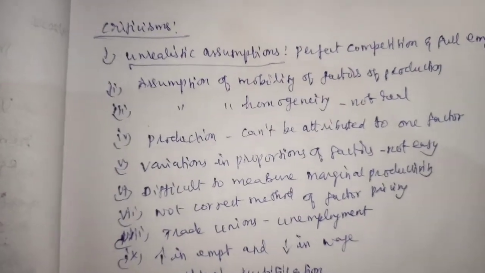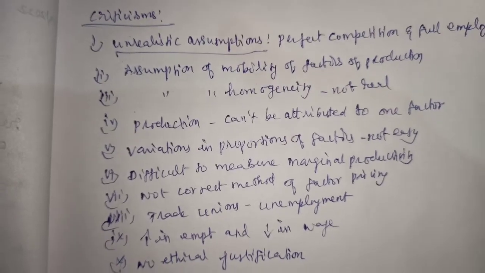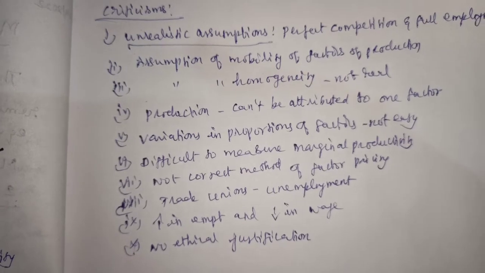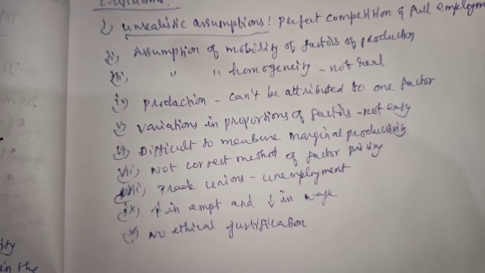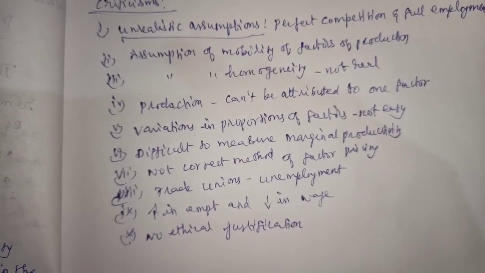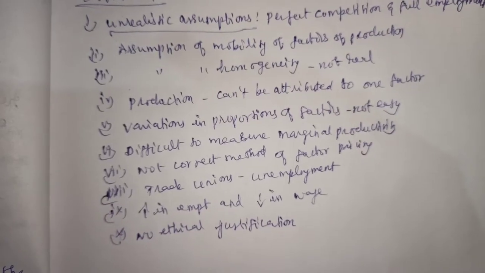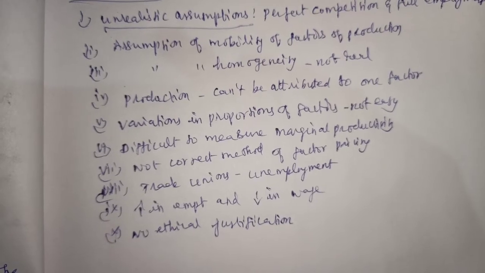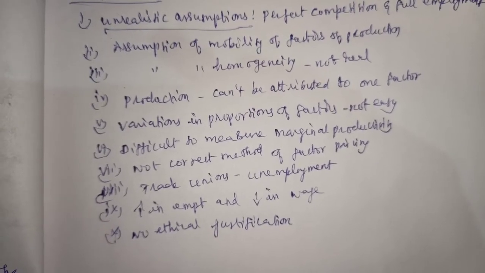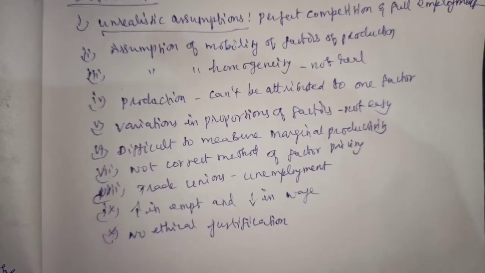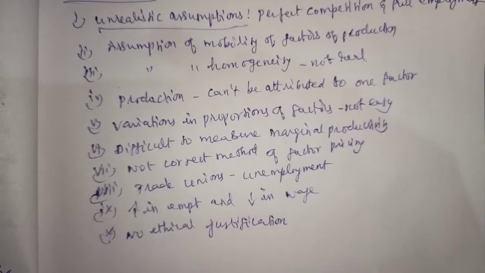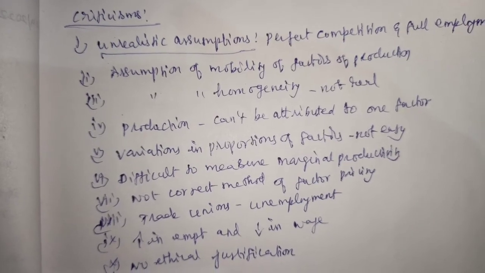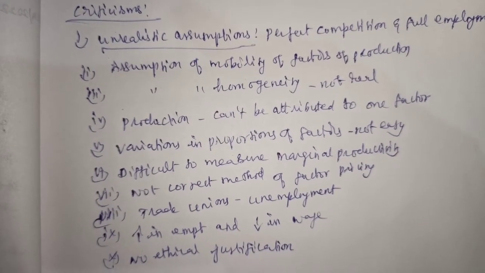the criticisms of the theory. In economics, no theory is free from criticism. Every theory has its own criticism. The first one is unrealistic assumption. That is, this theory assumes perfect competition. It is only an imaginary concept, and full employment is also not possible in the real situation. So both are unrealistic concepts.